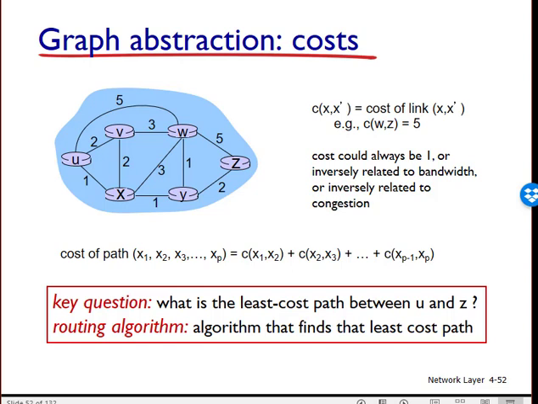Given that the costs are assigned to various edges in the graph abstraction, a natural goal of a routing algorithm is to identify the least costly paths between sources and destinations.